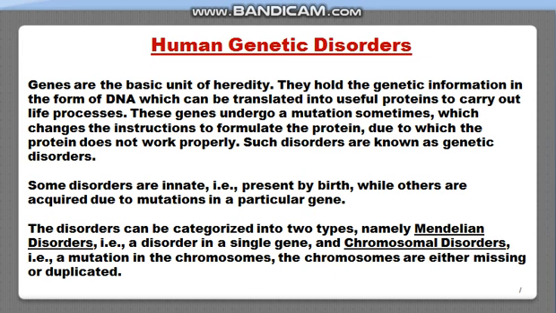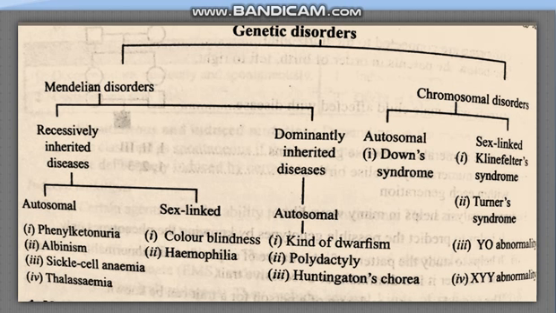Mendelian disorders are the disorders because of a single gene, and the chromosomal disorders are because of changes in the chromosomes, and in these chromosomal disorders, the chromosomes are either missing or duplicated. So this is the flow chart showing the different types of genetic disorders. All the genetic disorders are divided into two types. One is Mendelian disorders and the other is chromosomal disorders.